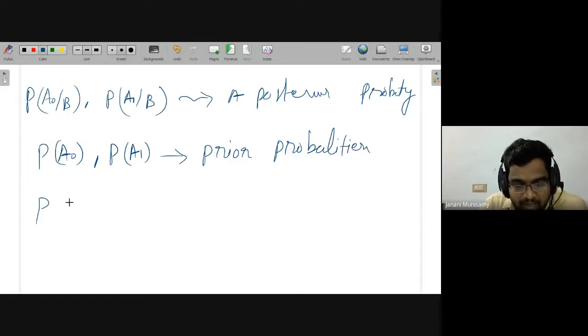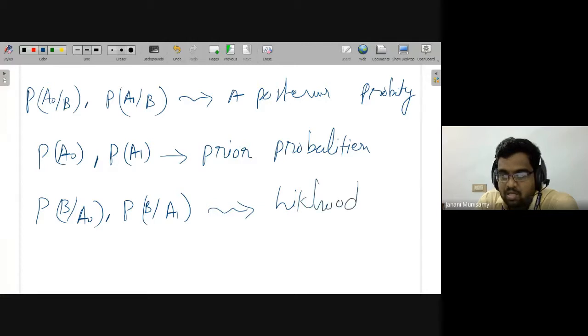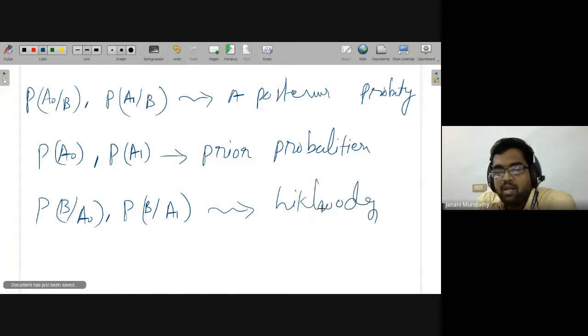And then the reverse of these, say probability of B given A0 or probability of B given A1. That means in the reverse: I have transmitted A0, I know A0 has been transmitted, then what is received? Similarly, I know A1 has been transmitted, then what is received? This probability is called likelihood probabilities.